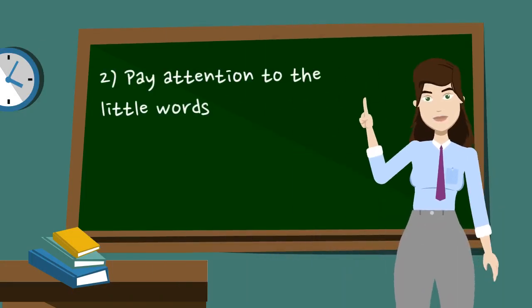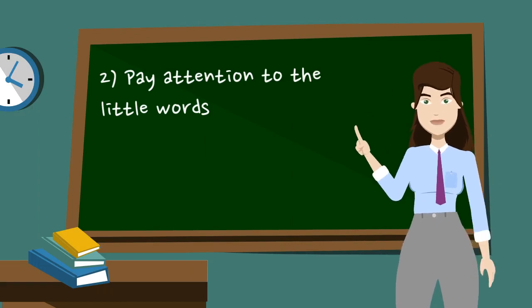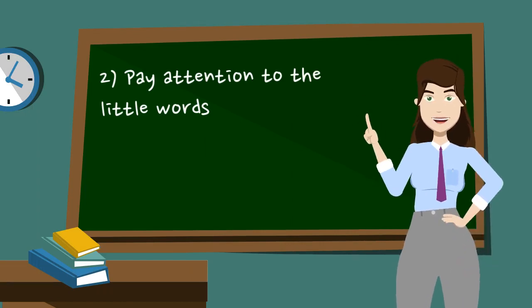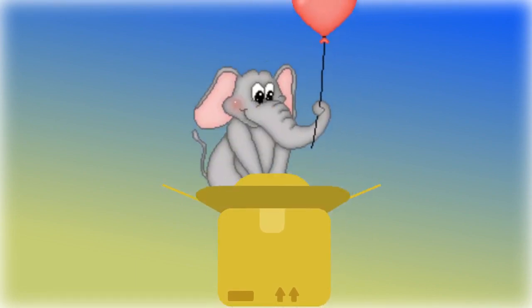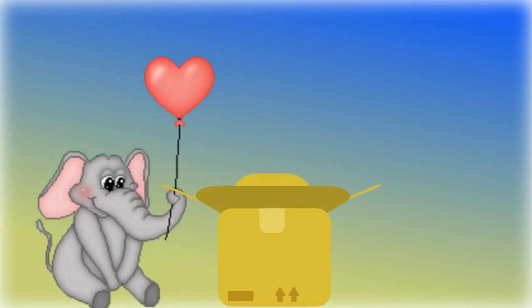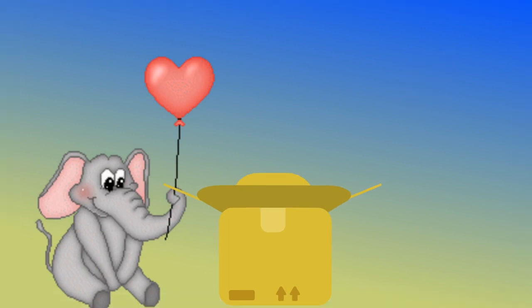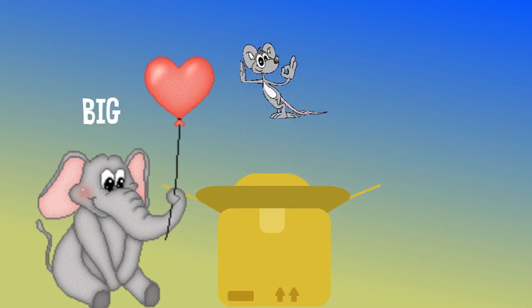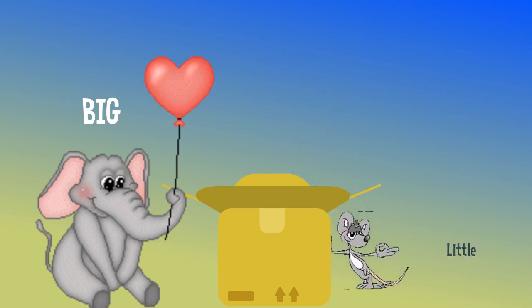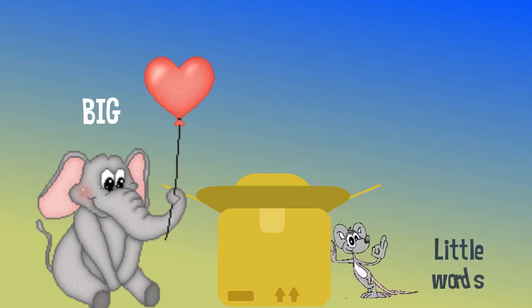Now, let's look at my second tip more closely. Pay attention to the little words. In English, there is a saying, big things come in small packages. This means that the size of something does not always properly indicate its value, meaning that even though something is small, it may have great value or importance. Most students are afraid of big words on the IELTS exam, but little words are often very important, especially on the yes, no, not given questions.